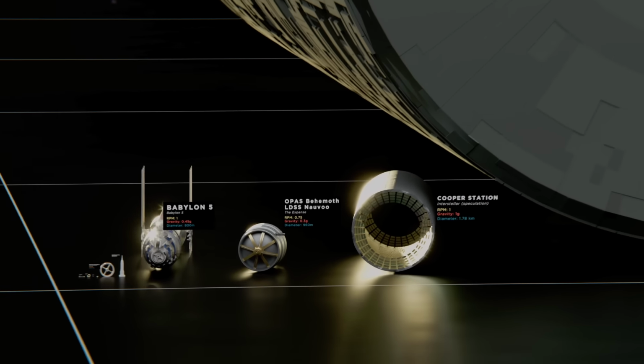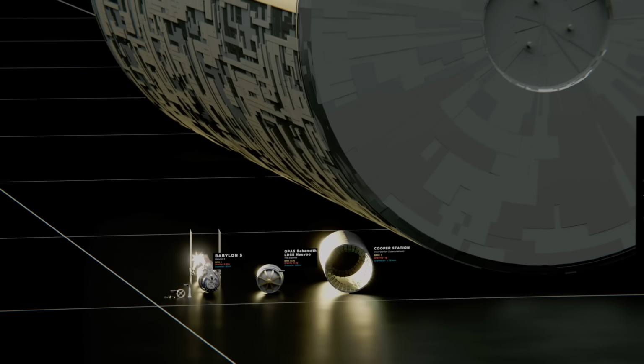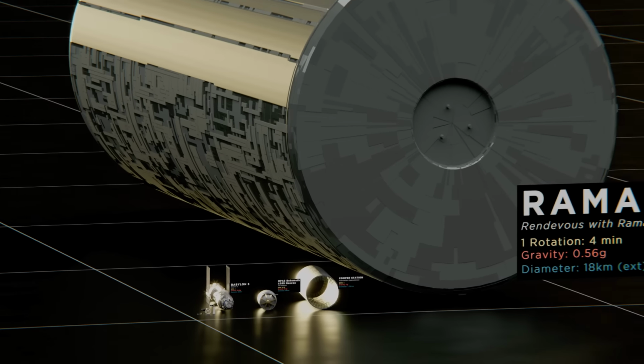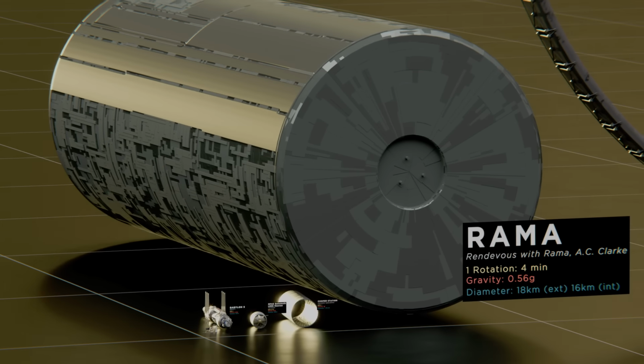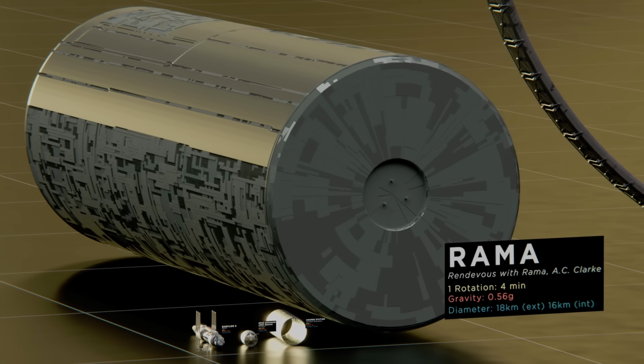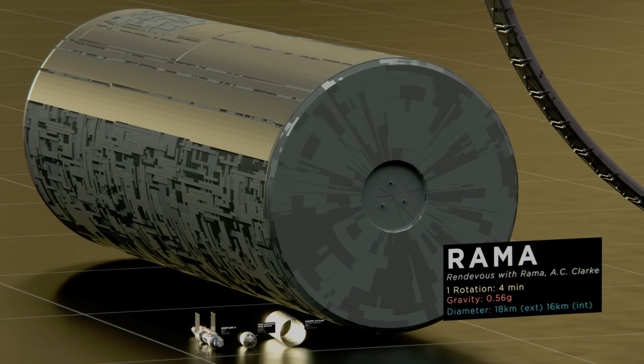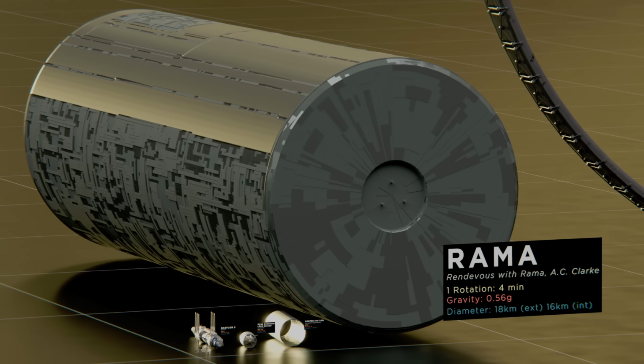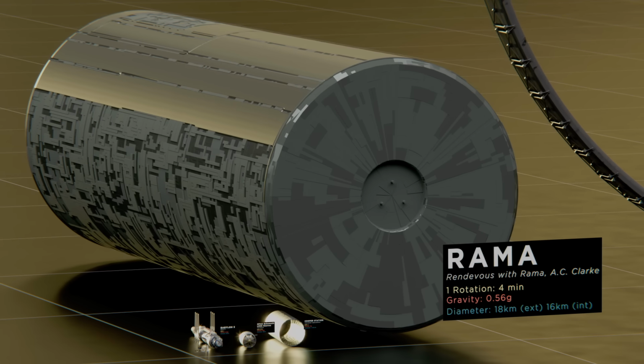Rama from Rendezvous with Rama by Arthur C. Clarke is 18 kilometers in diameter on the outside and 16 on the inside. It rotates at 0.25 RPM, completing a full rotation once every 4 minutes, which produces 0.56 G on the inside.